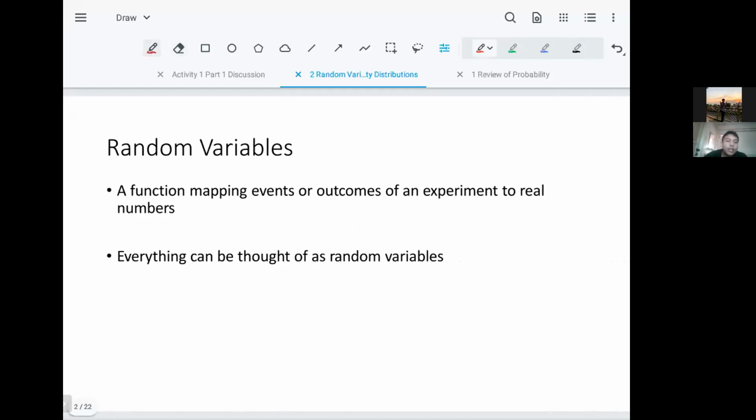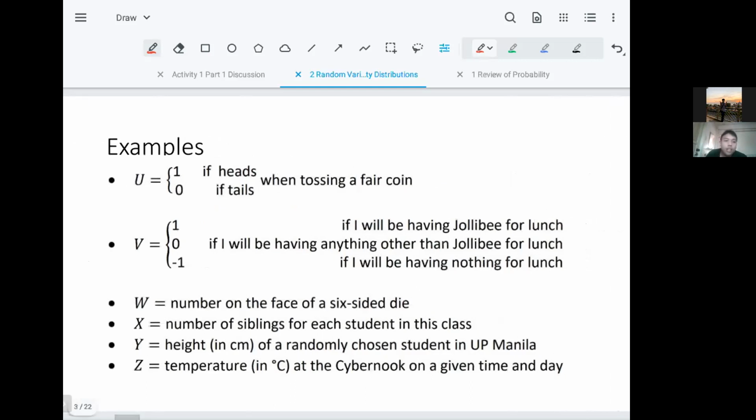Technical definition niya: it's a function mapping events or outcomes of an experiment to real numbers. So events, na-define na natin from last meeting. Halimbawa, sa experiment ng rolling a die, the event of rolling an odd number, event of rolling an even number. Diba? Yun yung events. Okay? So, I'll give some examples. By the way, random variables are commonly denoted by capital letters.